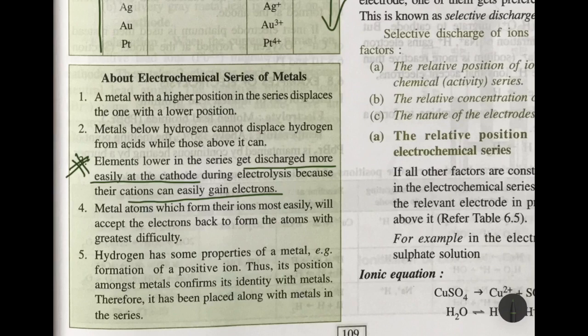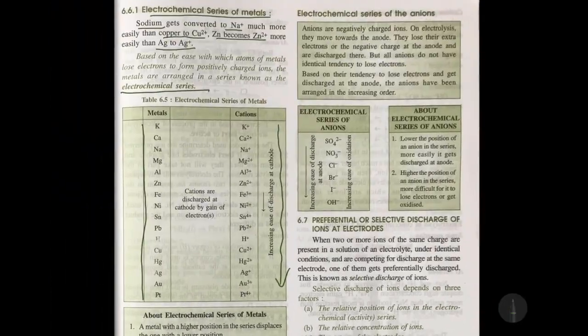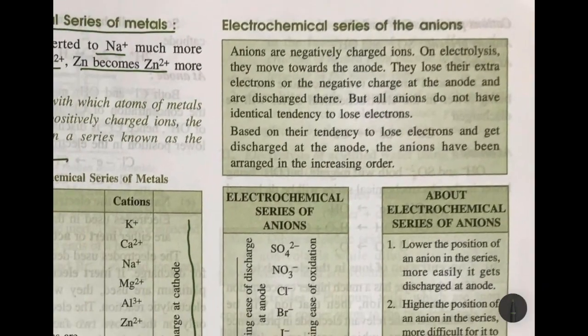Then hydrogen has properties of metals because it forms a positive ion, so its position is there amongst metals. That is why it is in the activity series of metals, even though hydrogen is a non-metal. The only reason is because it forms a positive ion. It has only one electron in its outermost orbit and it can easily give away that electron.